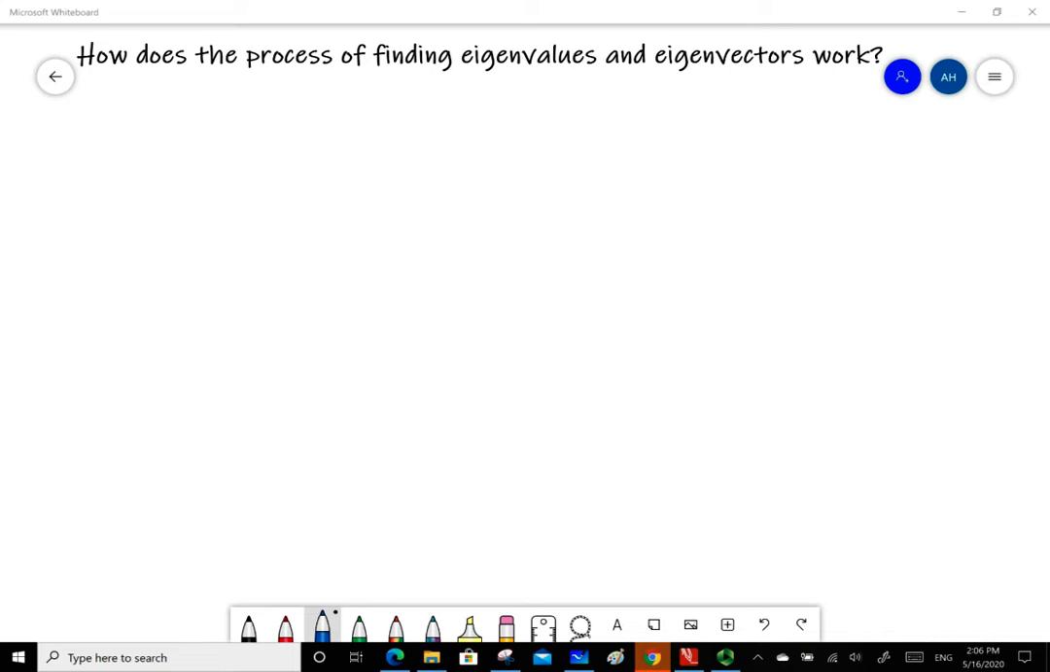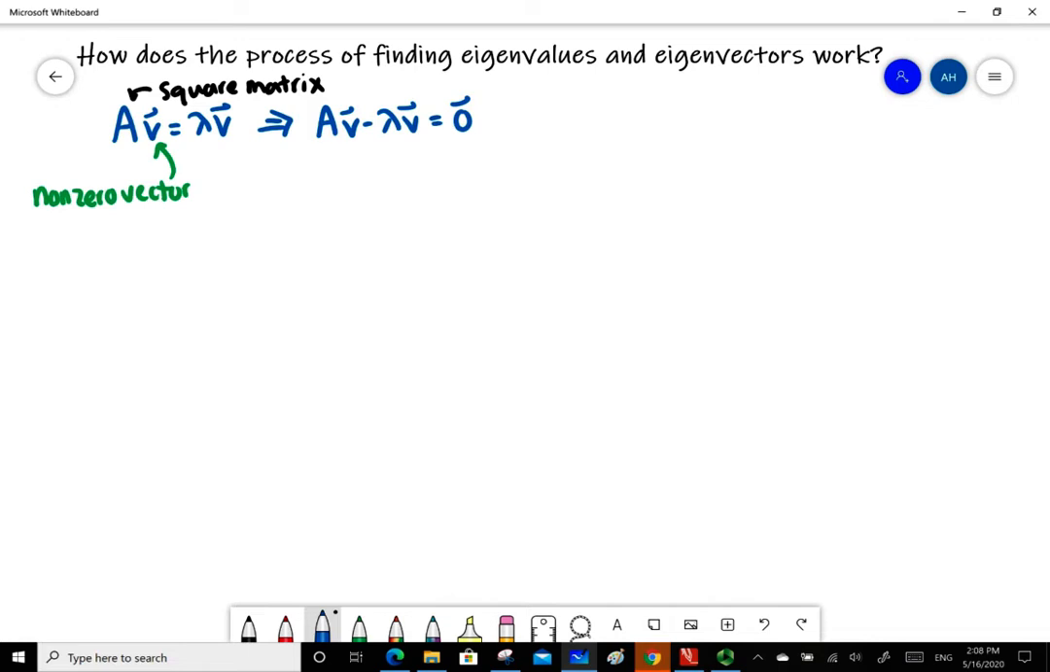An eigenvector of a square matrix A is a non-zero vector V such that A times V equals lambda times V. Now we're going to do some algebraic manipulation with the equation AV equals lambda V. First, I'll subtract lambda V from both sides. Since AV and lambda V are vectors, we get the zero vector, not just the number 0, on the right side.